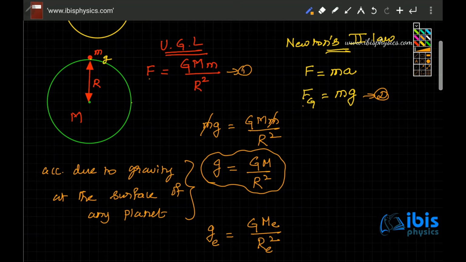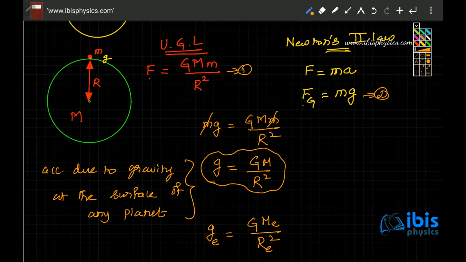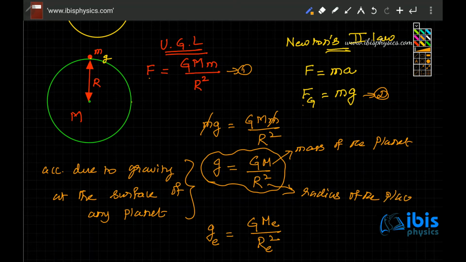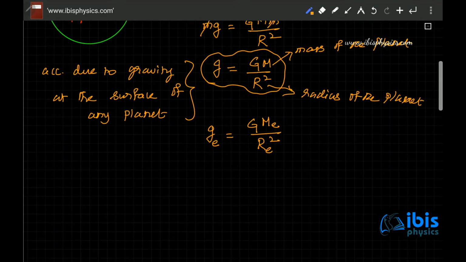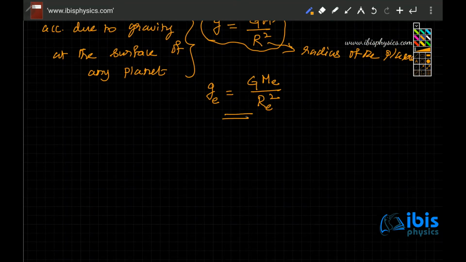So you see, this mass is getting cancelled. So this acceleration due to gravity depends on mass of the planet and radius of the planet, but it does not depend on the mass kept. It depends only on the radius and mass of the planet, but not on the mass that is kept at the surface. So here we'll find out acceleration due to gravity on Earth.